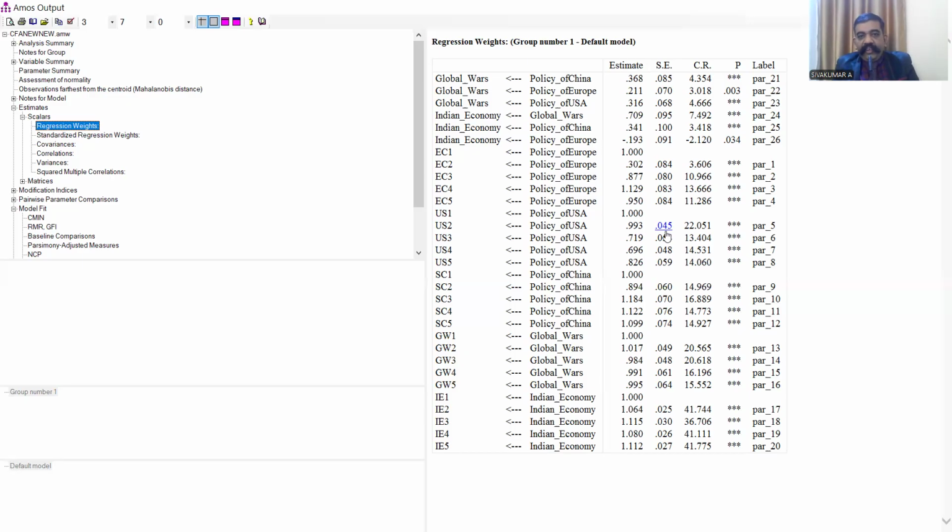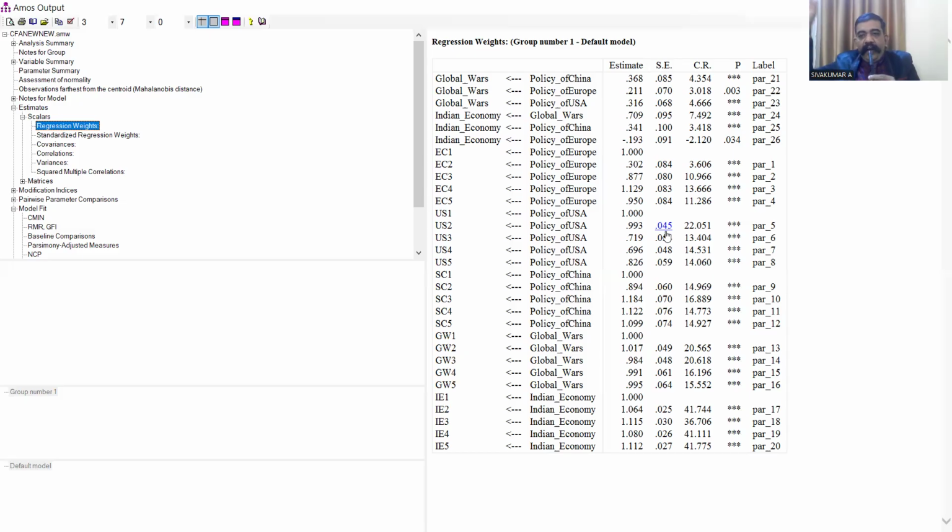Next, in the case of the relationship between global wars and Indian economy, again you can see the 3 stars. The null hypothesis can be rejected. Next, policy of China and Indian economy, again 3 stars. That means the researcher can reject the null hypothesis. That means certainly there is a relationship.